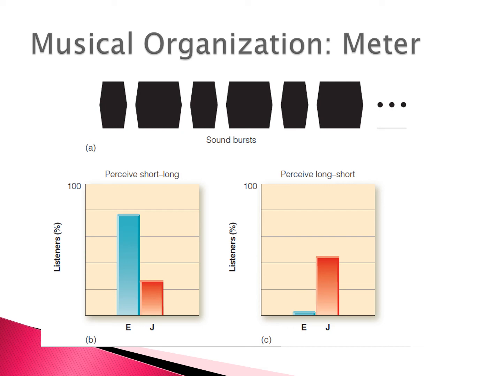So they had people listen to these, and they were either English speakers or Japanese speakers. If you can see in the figures in B, English speakers tended to perceive this as short, long, more so than Japanese. Japanese speakers were more likely than English speakers to perceive long, short.